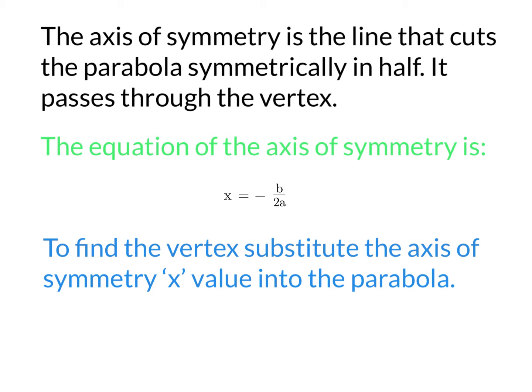So the axis of symmetry is a line that cuts the parabola symmetrically in half. It passes through the vertex, which is the turning point. The equation for the axis of symmetry is x equals minus b over 2a. Remember from our parabola, y equals ax squared plus bx plus c, the a is the value in front of the x squared, and the b is the value in front of the x. To find the vertex, we substitute the axis of symmetry, that is the x value that we found, into the parabola.